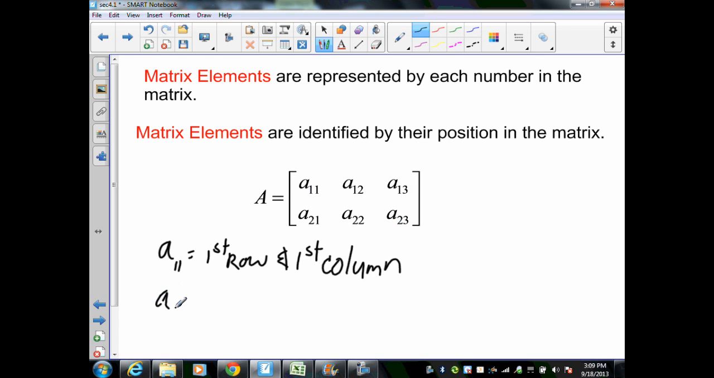Also, element A, 2, 3 tells me that that is in the second row and the 3 represents the third column. Therefore, that tells me that the first number tells me the row it's in, the second number tells me the column it's in. For example, 2, 1, second row, first column, 1, 3, first row, third column.